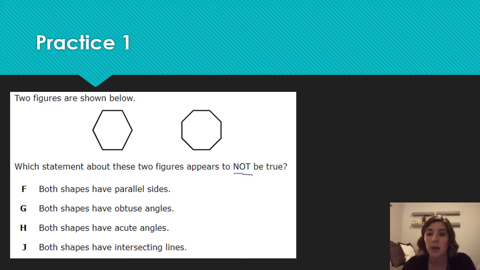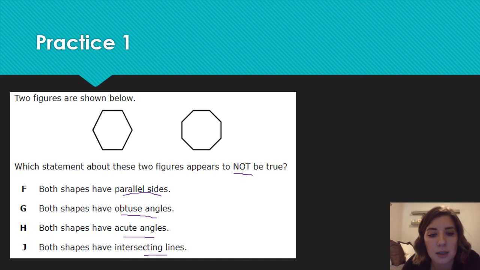So now we're observing and describing both figures. Okay. I see I've got a hexagon and an octagon here. Both shapes have parallel sides. Both shapes have obtuse angles. Both shapes have acute angles, or both shapes have intersecting lines. Remember, which one is not true? So let's check them. F, both shapes have parallel sides. Already I can see boom, boom. Now there are more sets, but I already found one, so I don't really need to check it. And I gotta check both shapes, boom, boom. So not F, because that is true. We're looking for not true.